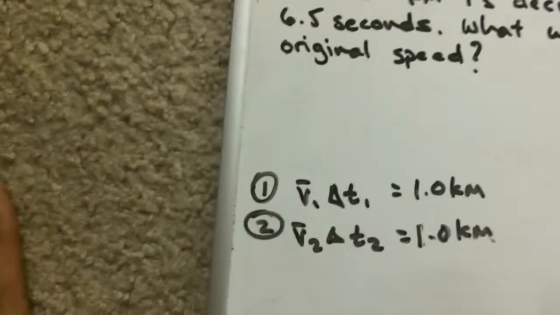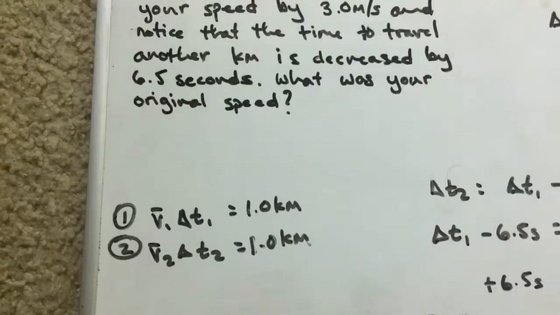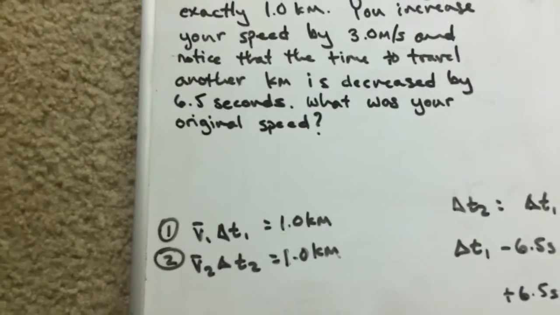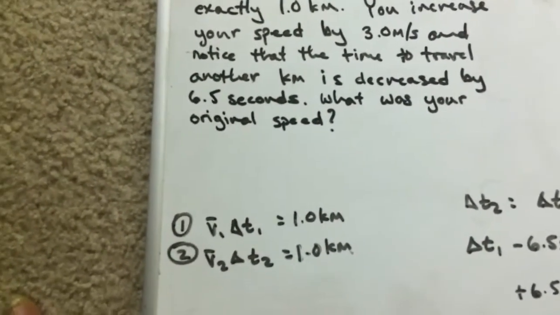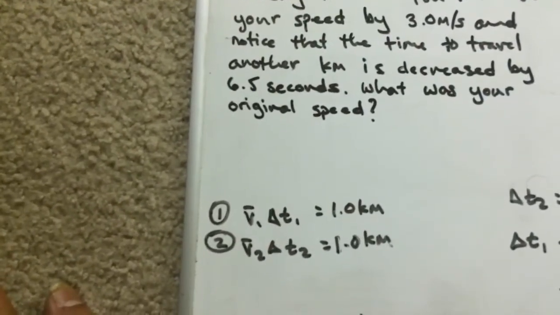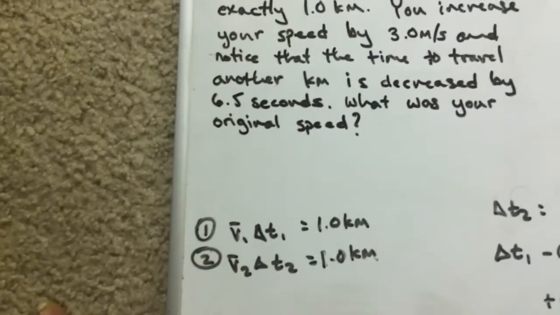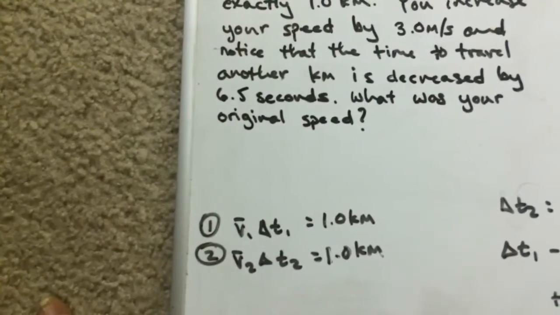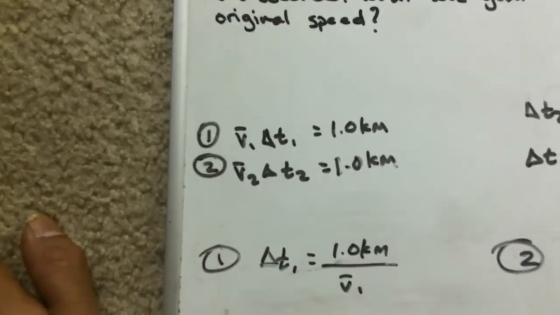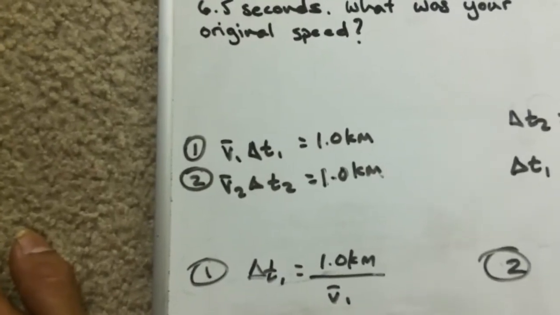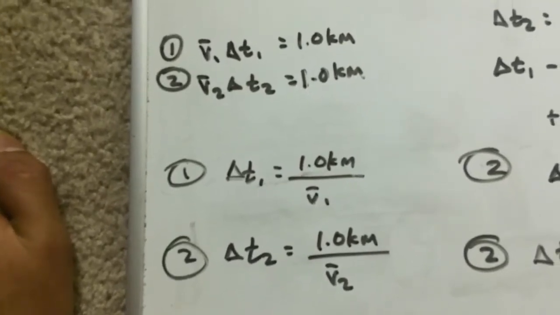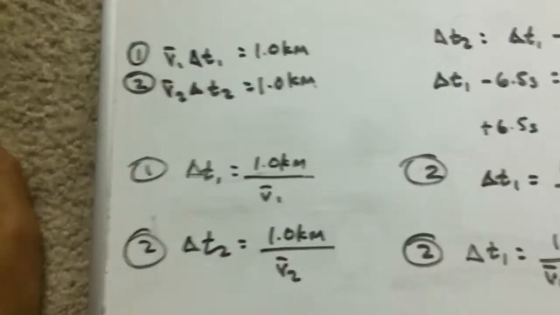Okay, so we have the first equation and the second equation. The question asks, what was your original speed? We are going to solve these equations using the substitution method. Therefore, we're going to rewrite them, and we want to make sure that we solve for time. So our first equation will be delta T1 equal to 1 kilometer over V1. That one's easy. Our second equation is delta T2 equal to 1 kilometer over V2.